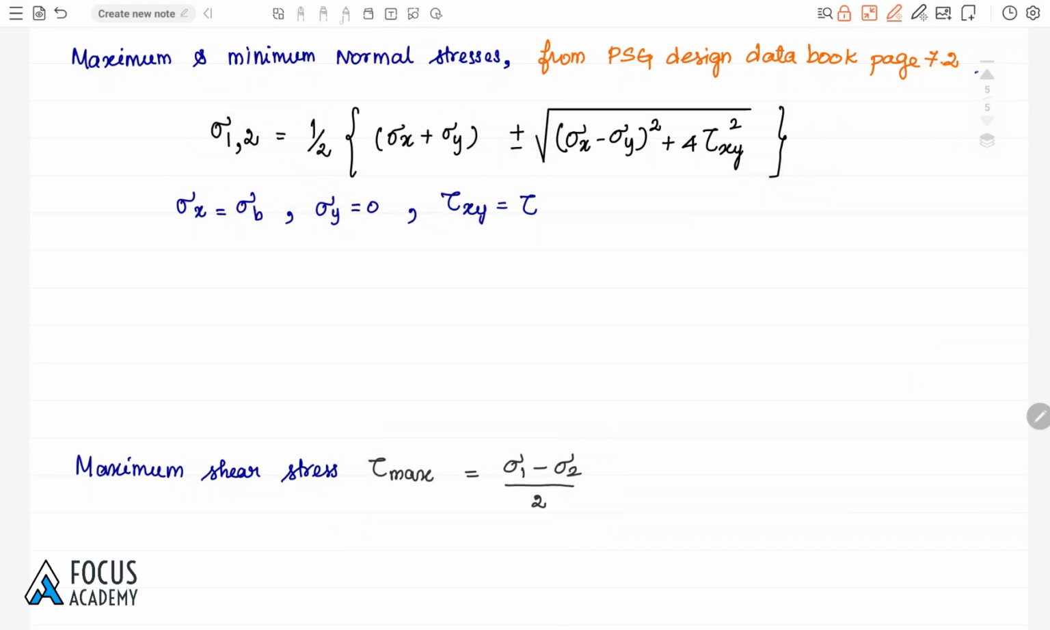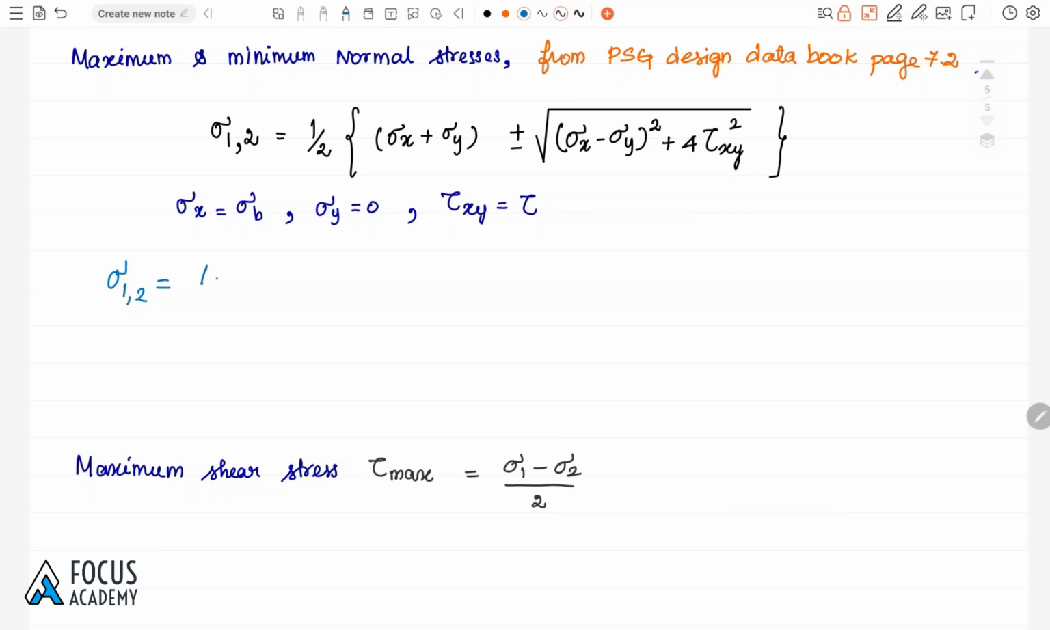Okay, now we can substitute one by one. In the formula there are two stresses, the stress along the x direction and the stress along the y direction. We have only one kind of stress, unidirectional stress, so we can substitute sigma y equal to 0. Instead of sigma x we can substitute sigma b. For sigma y we substitute 0 because there is only one direction, and the other direction will be 0. And for tau xy we substitute the shear stress value.